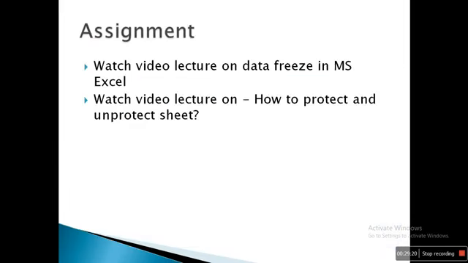So students, I stop here and I expect that you will solve the two numericals which I have given to you and come up with the values of R and share with me what your values were, and watch these two videos as an assignment at home. After watching the videos, try both the features on your laptop in MS Excel.